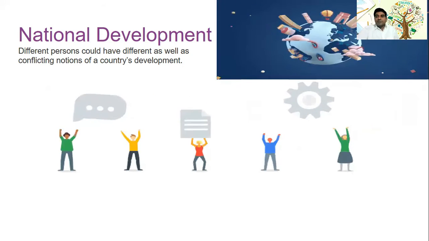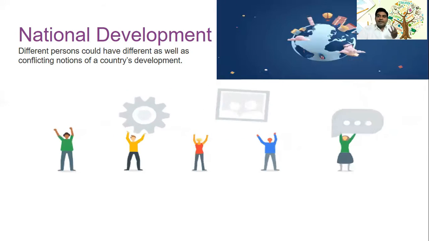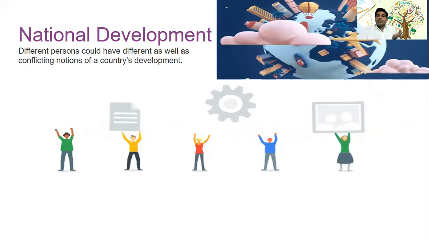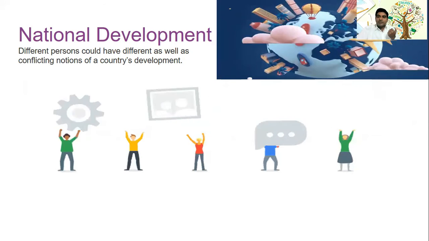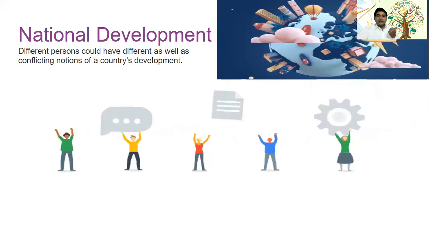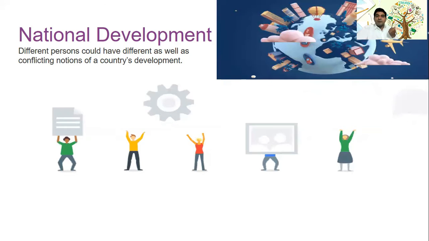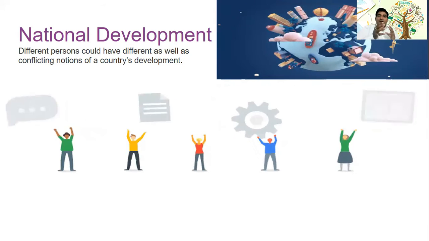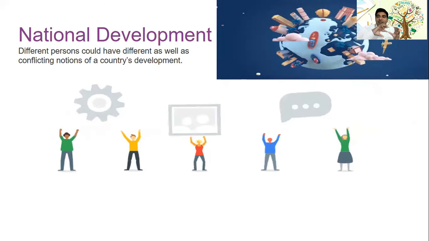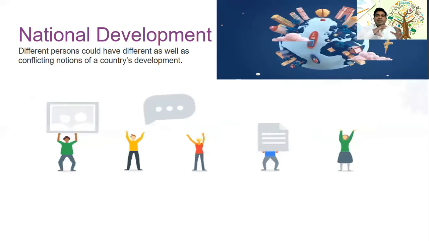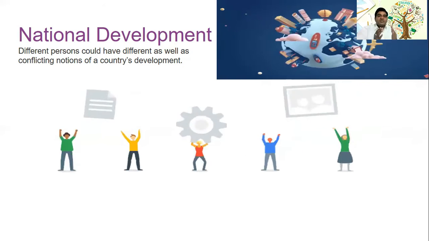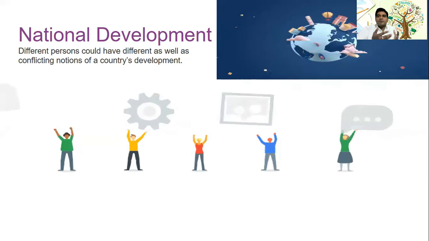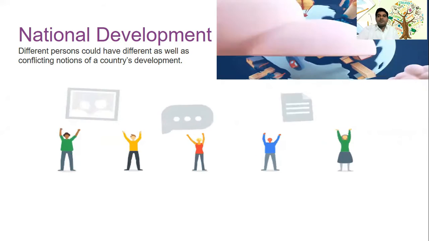For some people, having complete government control on certain policies or farming can be considered as development. But to be honest and fair, it is not the same with all people. So the point here is that different people could have completely contrary, completely opposite views about the country's development. Different people express different opinions.